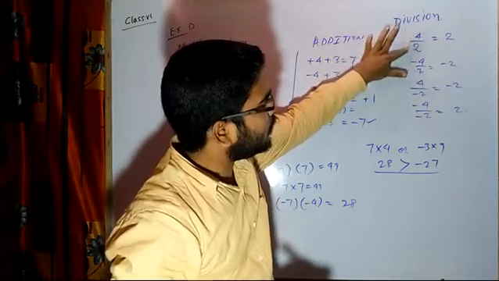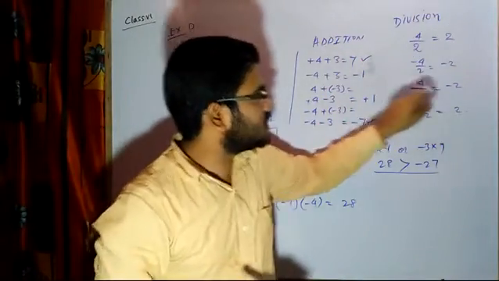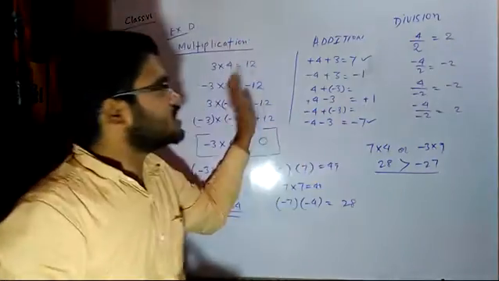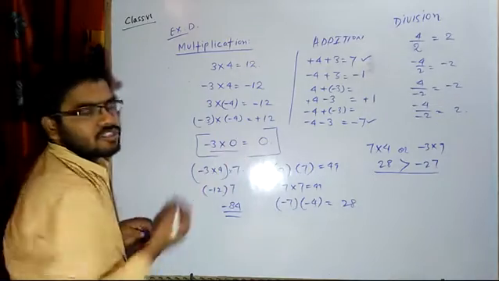Same sign, plus 4 plus 2, positive number. Same sign, positive number. Opposite sign, negative. Same concept is here. Now the other concept is when we multiply anything with 0, it is 0.